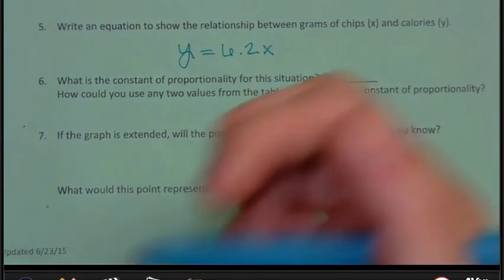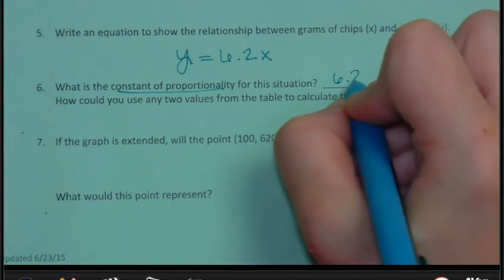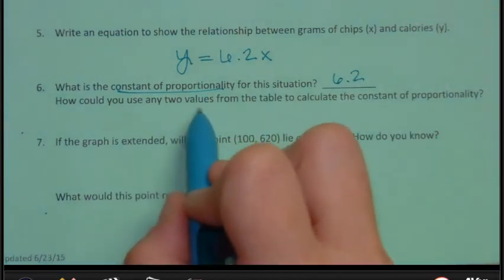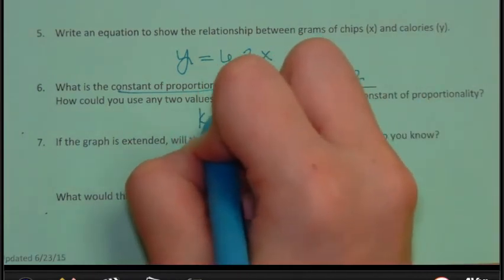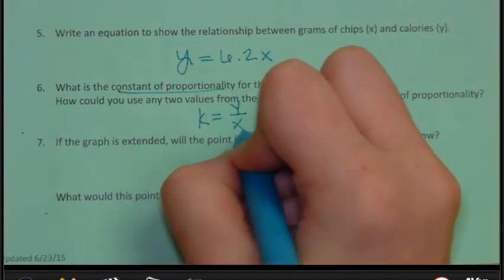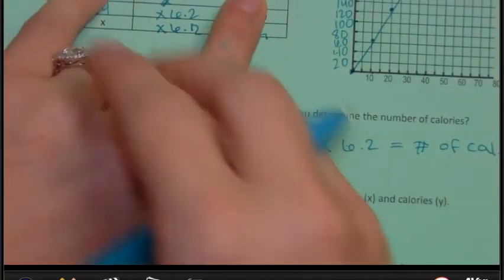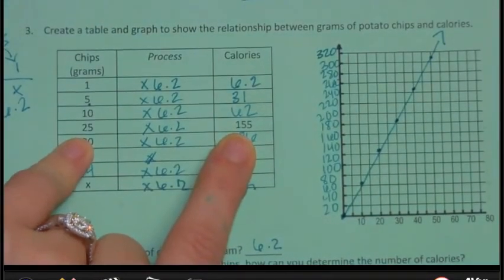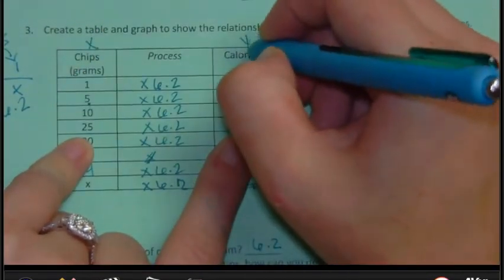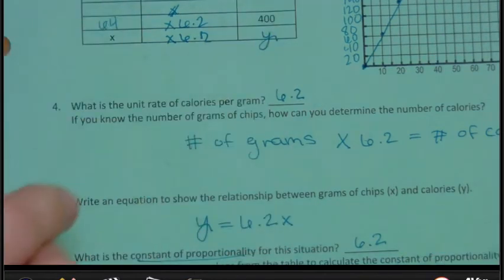Okay, so what is the constant of proportionality? So what is my K value in my equation? Well, that is 6.2. So how could you use two values from the table to calculate the proportionality? Well, K is equal to Y over X. All right, so if I chose to look at my 25 grams and 155 calories, so my chips are X and my calories are Y, I'm going to have 155 over 25 to see that it would have been 6.2.